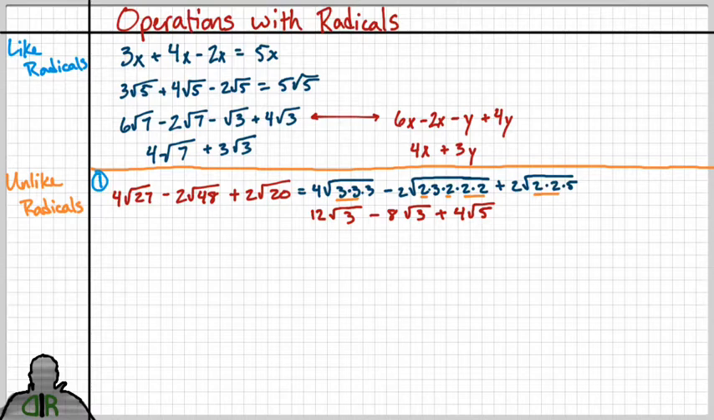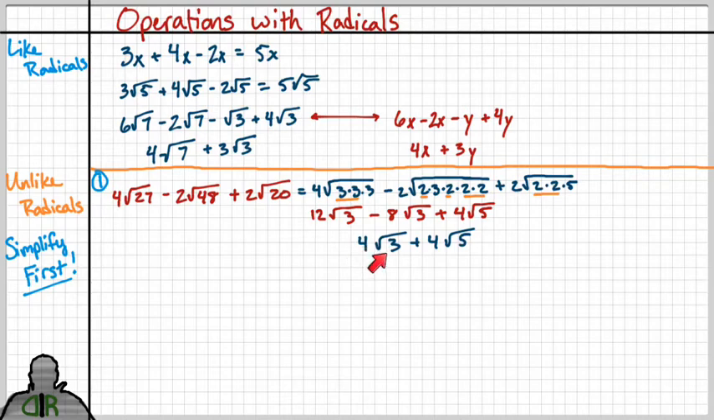Okay, now what you notice is that when we simplified this radical and this one, what did we end up with? These are the same, so therefore these ones can be operated on. We can do 12 minus 8 because they are like radicals. This one over here still can't because it's got a root 5 there. Okay, so there is our answer. 4 root 3, because that's 12 minus 8, and then the 4 root 5 just stays the same.